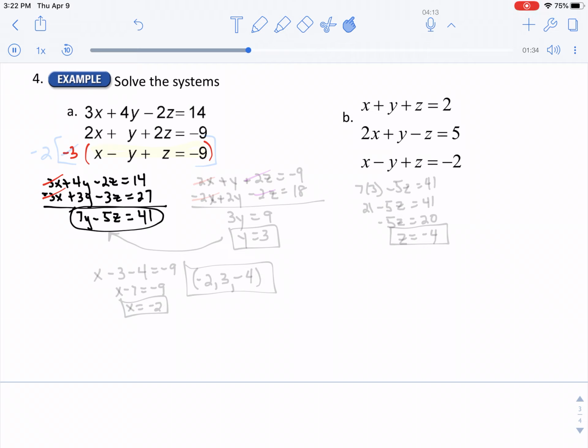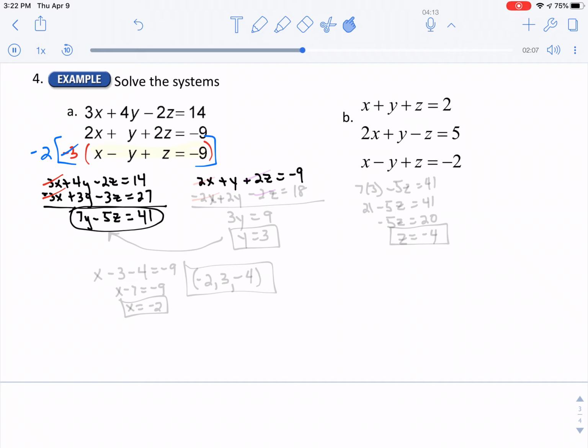So this time I'm going to pick the second equation and the third equation. So the second equation is 2x plus y plus 2z equals -9. And the third one, this time to eliminate that x, I'm going to have to multiply by a -2. So I'm going to just put a -2 out here. So I'm going to distribute that -2 and ignore that -3.